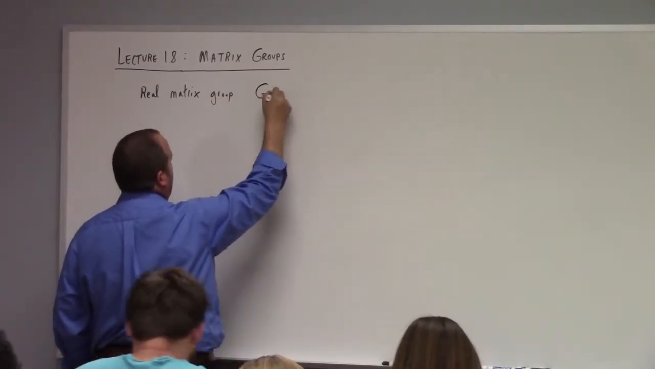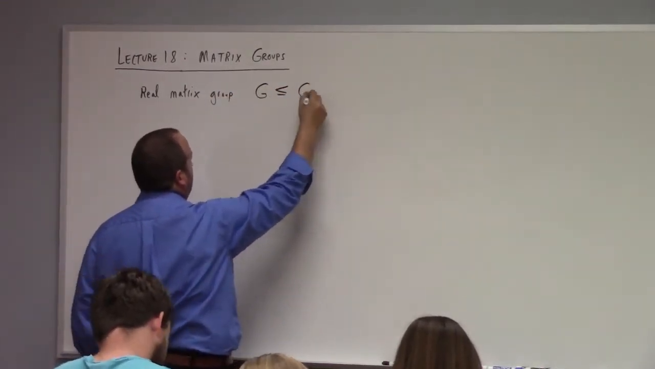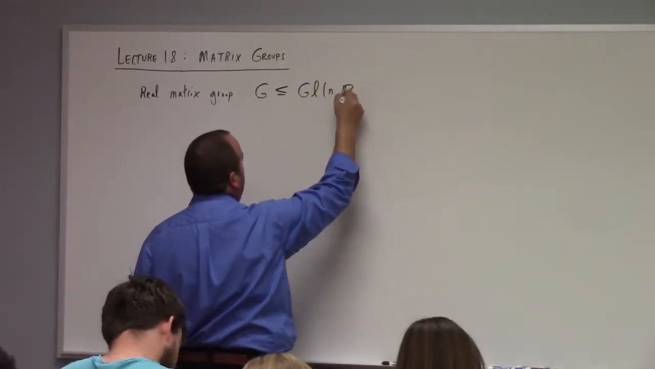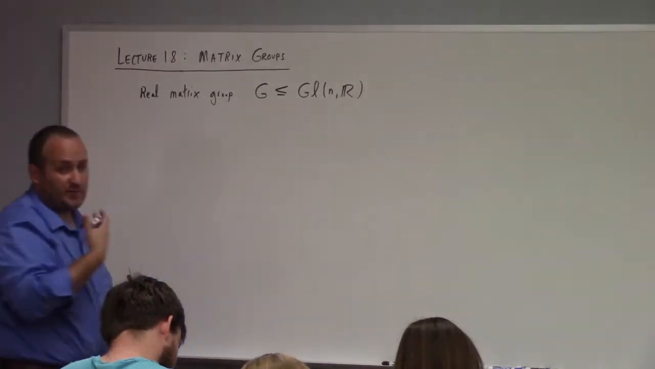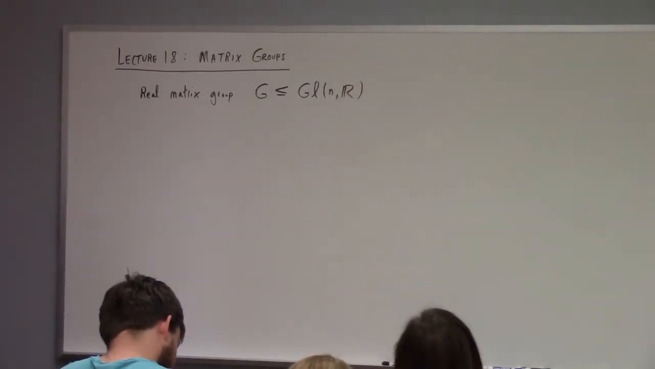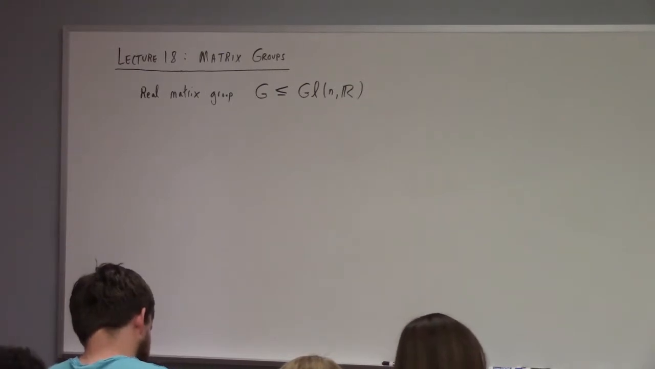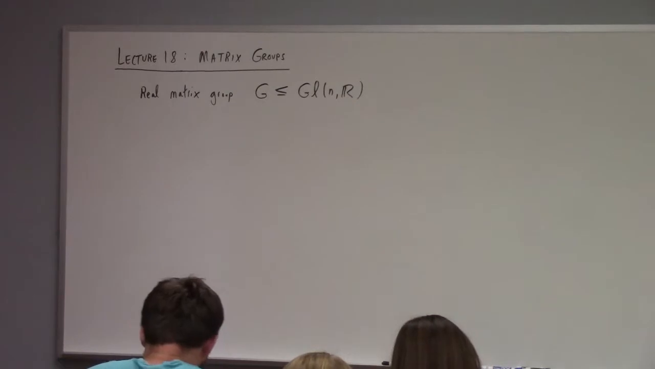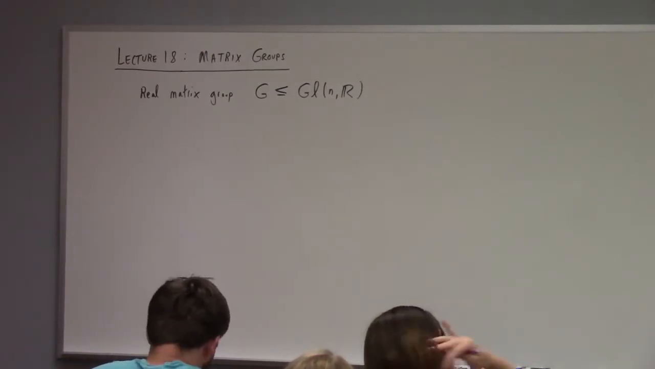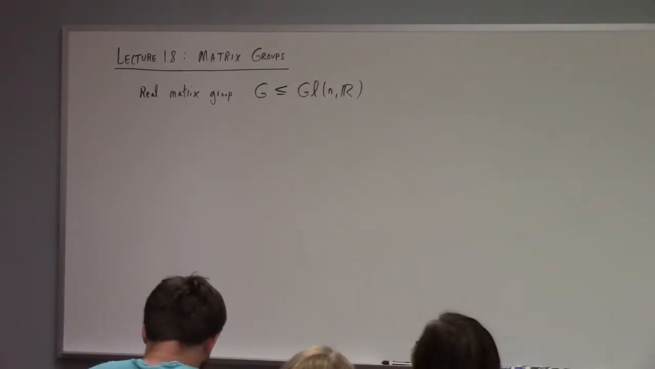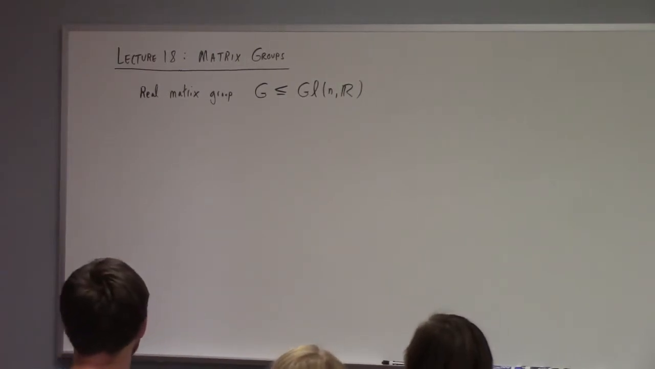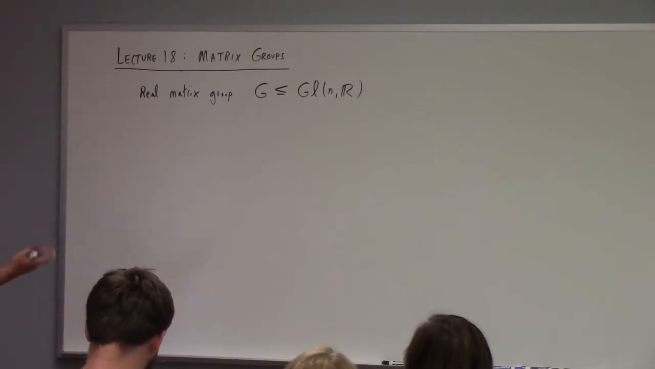It's some G which is a subgroup of GL(n, R). So it's some subgroup of n by n matrices which are invertible. Now typically, we could look at G equals GL_n, but there are all kinds of special subcases which are interesting. So this kind of group is a matrix group. It's a group of matrices.